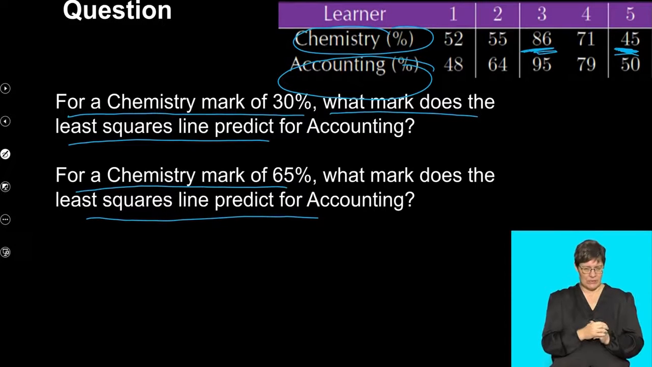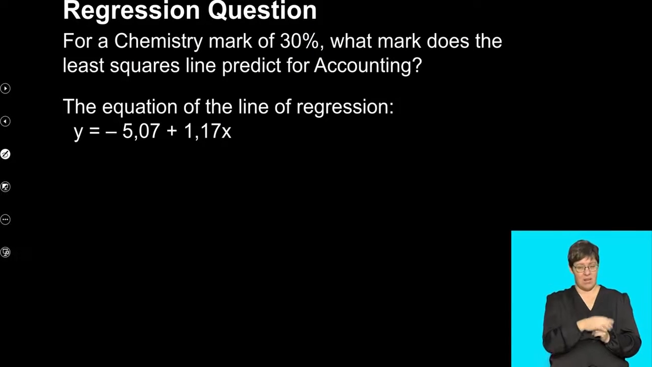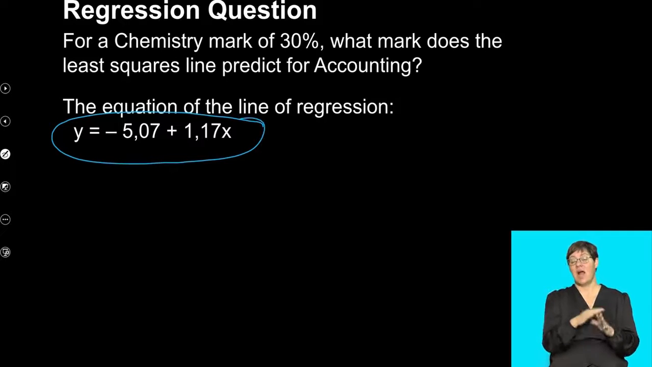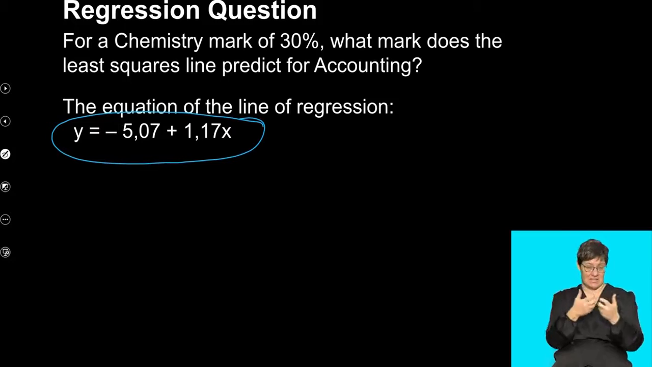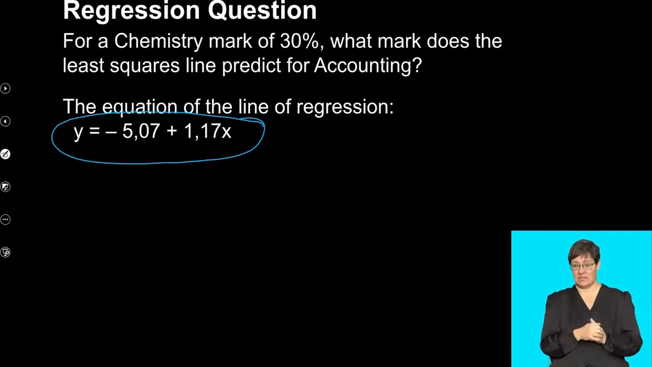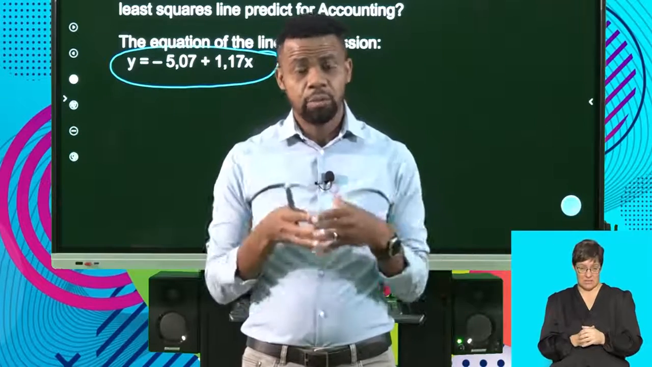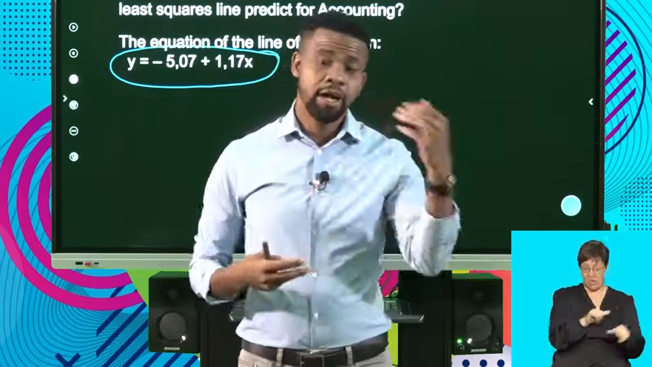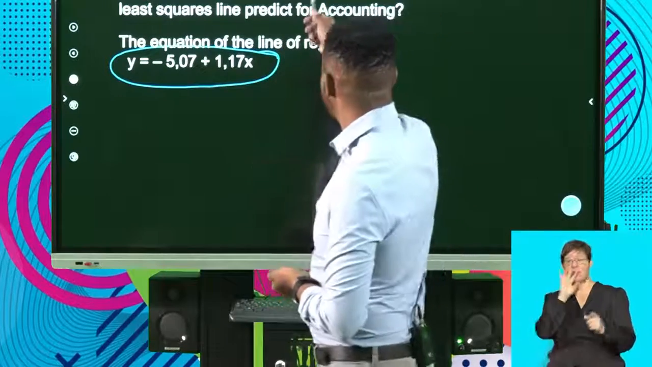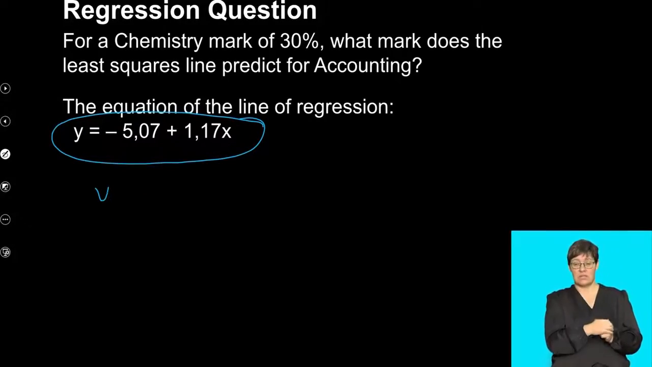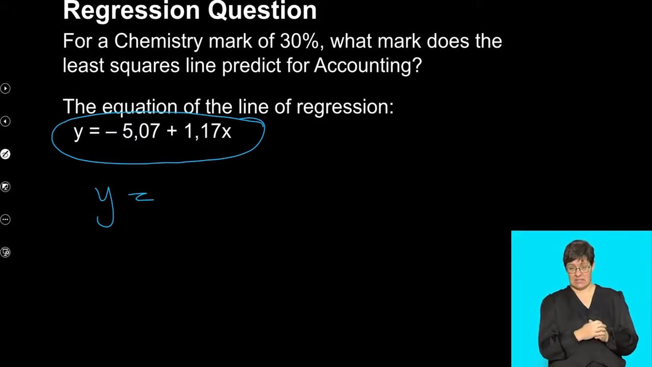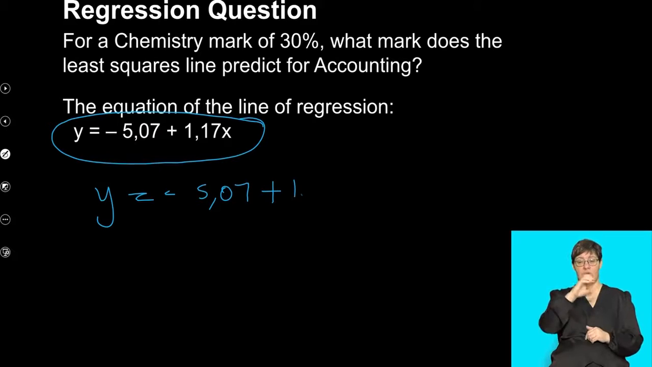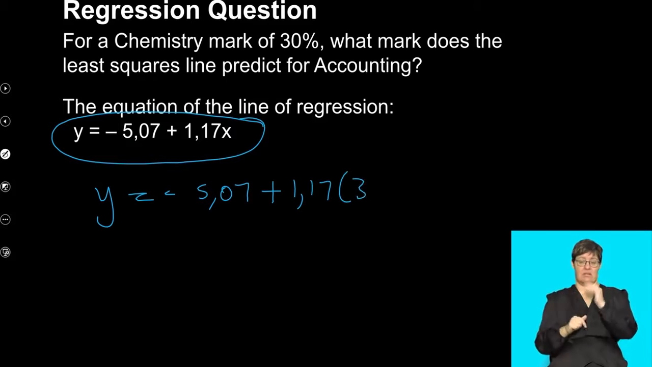Okay, let's look at that. We know this is our least square line, the equation of the line of best fit that we calculated previously for chemistry and accounting, where X is chemistry and Y is accounting. To predict this, where we see X, we substitute 30: minus 5.07 plus 1.17 times 30. And what is this? I'm going to use my calculator.